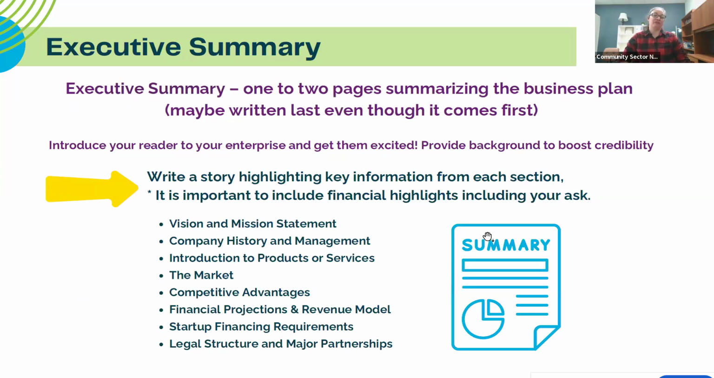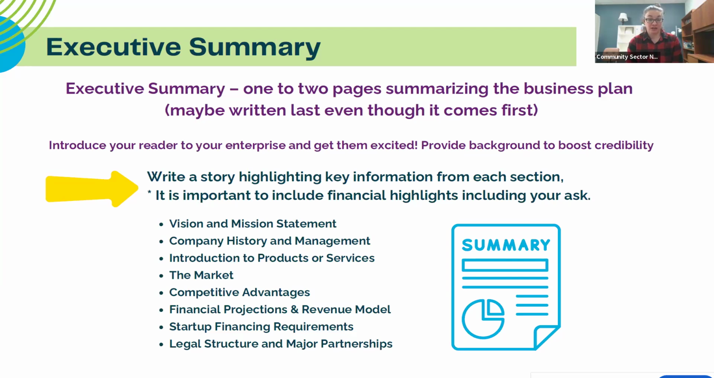So we'll just go briefly through these sections. The executive summary is basically a summarization of the entire business plan. And I always tend to write this last, even though it comes first in the order of the business plan, just because it's easier to write it after you've gone through the whole business plan and fleshed out all of the details. It's sort of like the first chapter in the book.